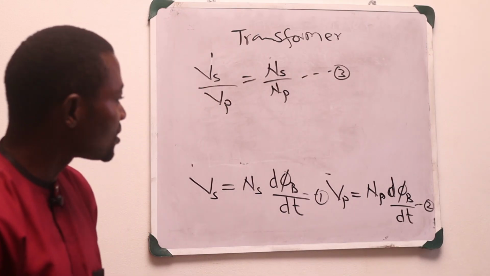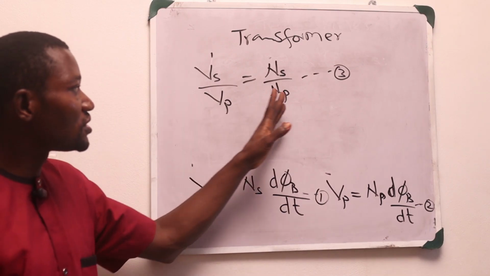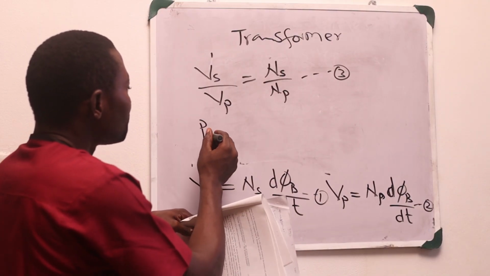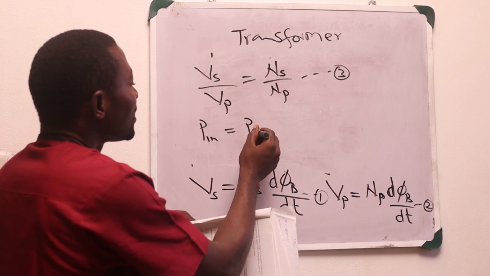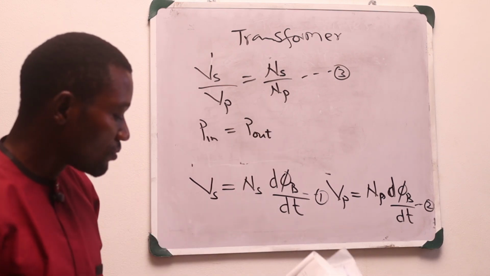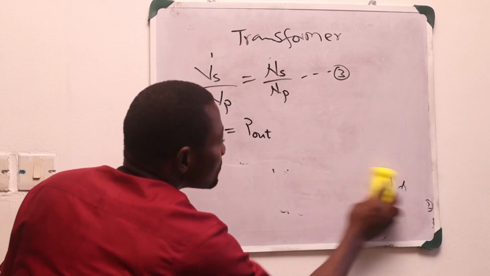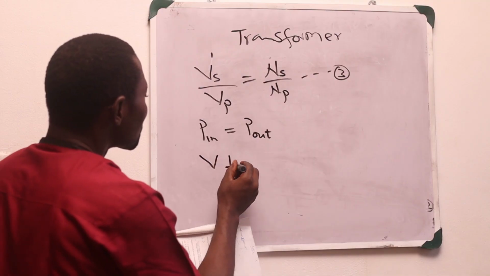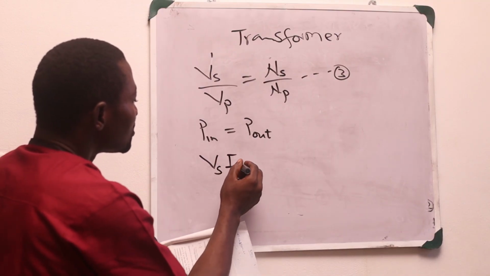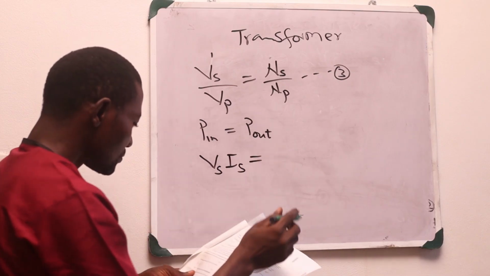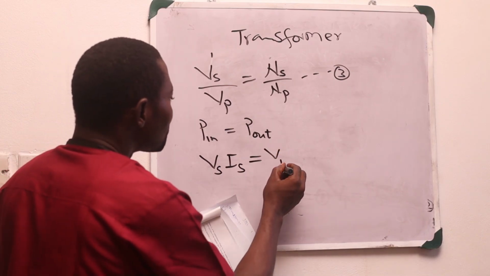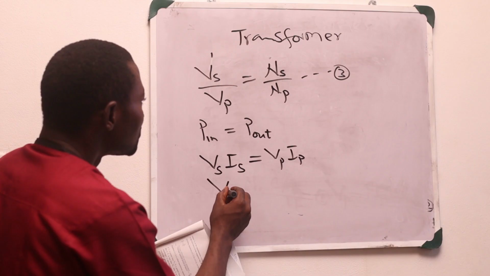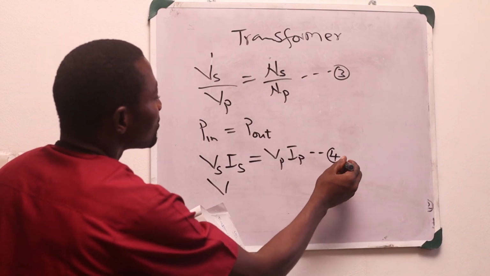If the efficiency of the transformer is 100%, let's assume it's 100%, then we can say that power input is equal to power output. And what is our power? Power is equal to VI. So the voltage in the secondary times the current in the secondary is equal to the voltage in the primary times the current in the primary. Let's call this equation 4.